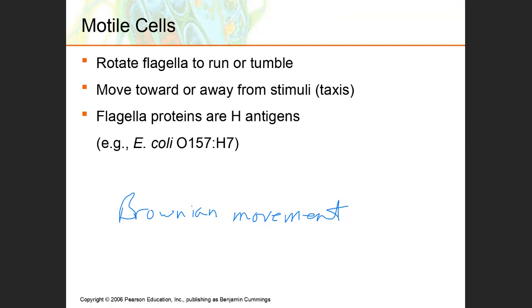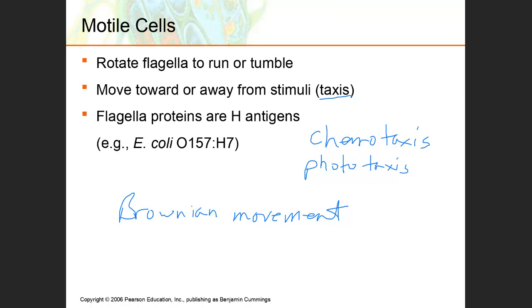Now, movement either towards or away from a stimulus is called taxis. So not taxi in this case, but taxis. So why would bacteria want to move towards something? Well, if they're moving towards food, that is chemotaxis. If it's a photosynthetic prokaryote and it's swimming towards the light, that would be phototaxis.